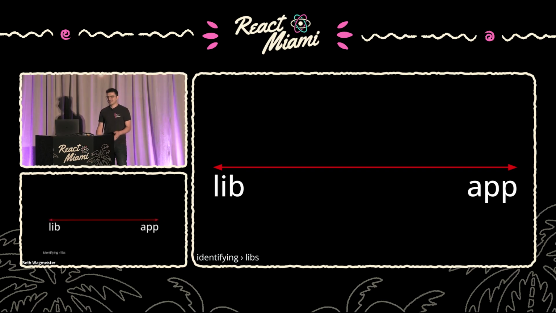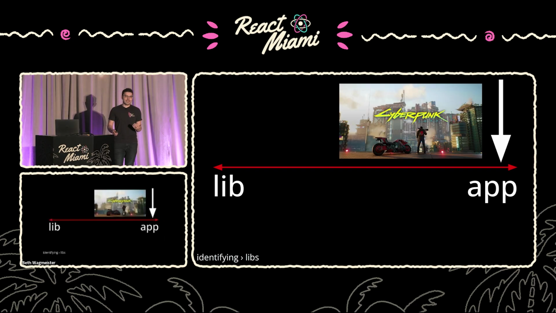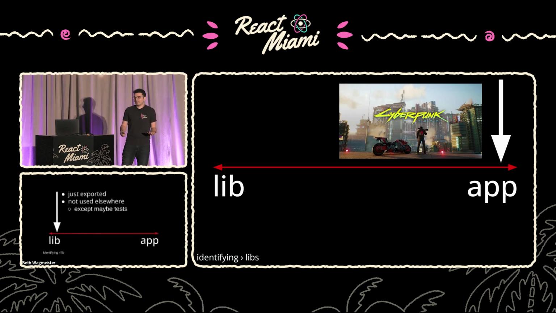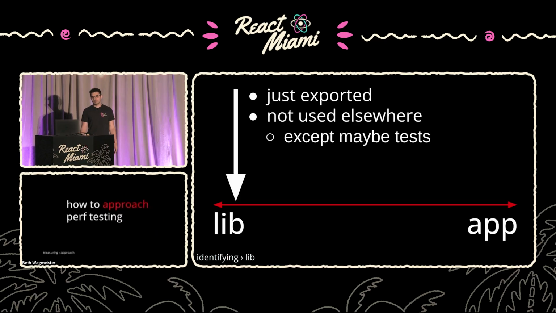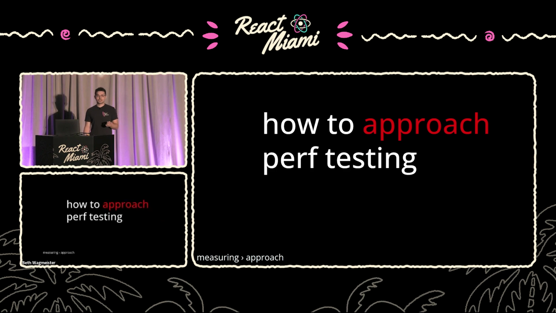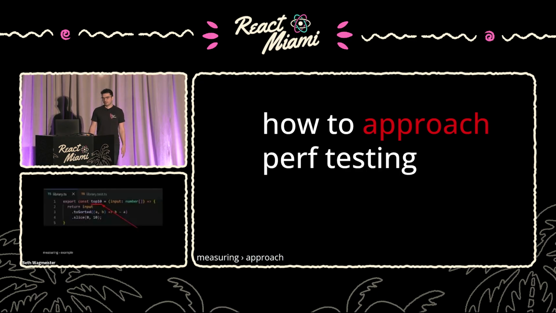But anyway, you have to think about this spectrum, libraries versus applications, because if you have performance problems in your application, you probably already know it just by using the application. But if you have a performance problem in your library, it's a lot harder because your code is probably only exported without being used elsewhere in your code base, or it's only really used in tests. So I'm about to show you an approach for performance problems using JavaScript, because all the same skills apply that you would use if you were type checking and doing type performance analysis.